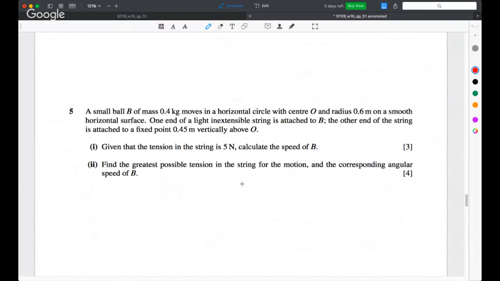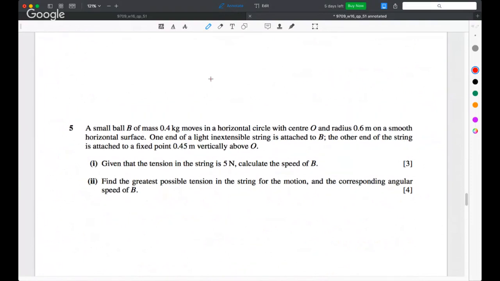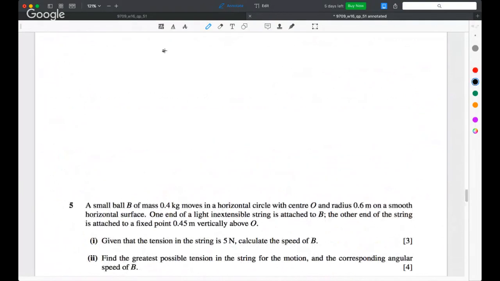So now we have a rotational motion question, but it's also about just resolving things along axes. So let's draw our setup. We have some fixed point on the ceiling and a string coming down with a ball at the end. And it's moving in some sort of circle. And it's hanging at an angle. Let's call that theta.